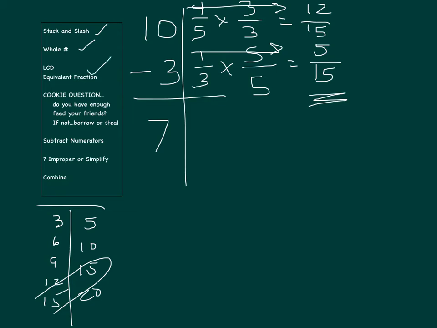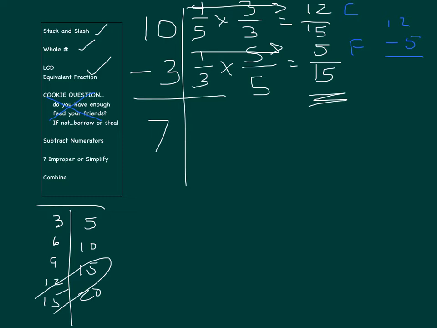Now comes the cookie question. And the cookie question goes more like this. Okay. I have 12 cookies and 5 friends. Do I have enough to give each of my friends 1 cookie? 12 minus 5. Yes, I have plenty of cookies. So since I do, I don't have to mess with the cookie question.